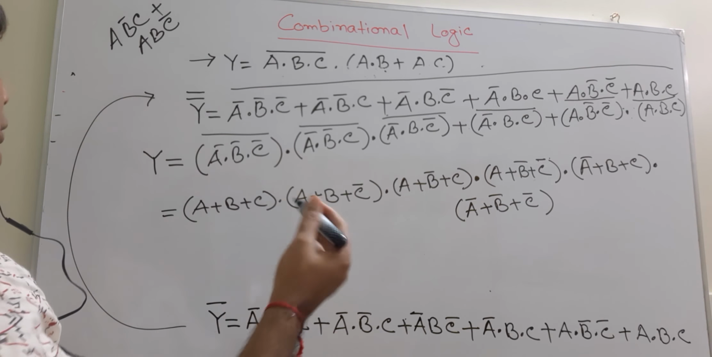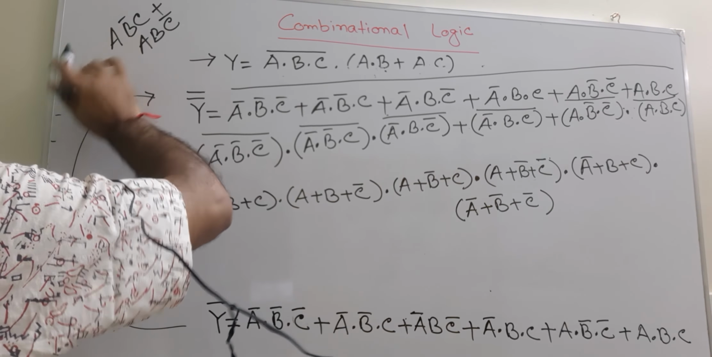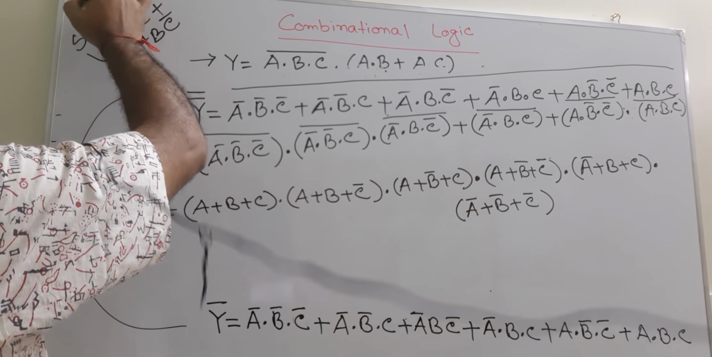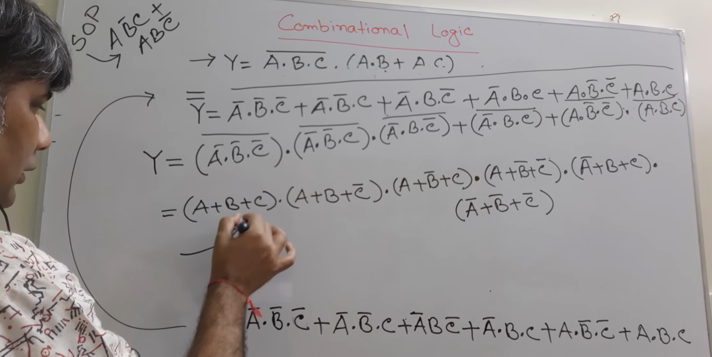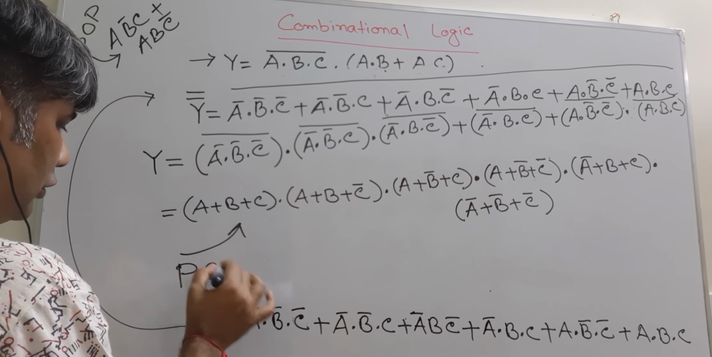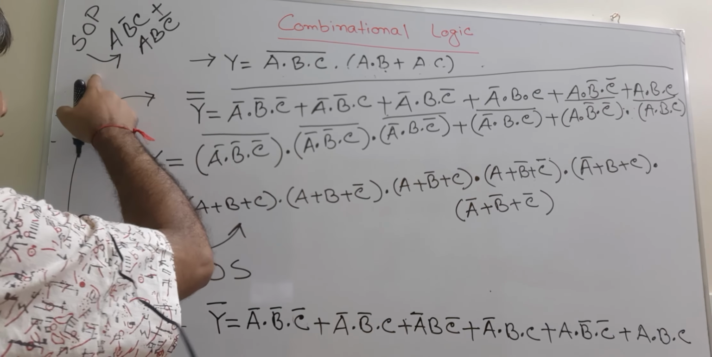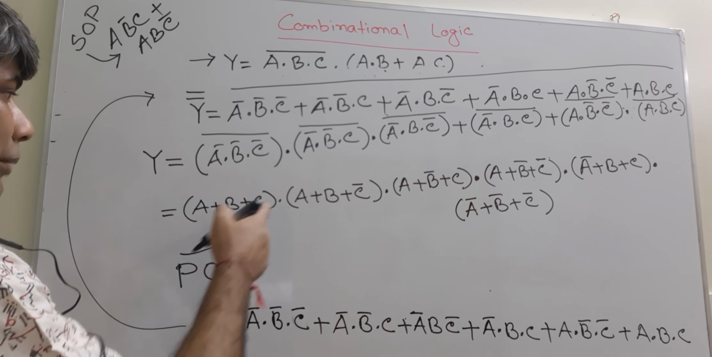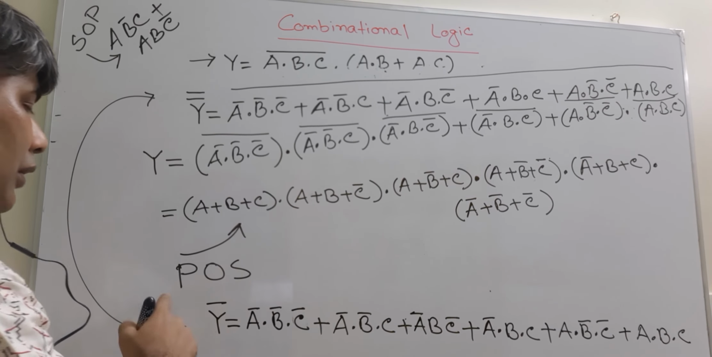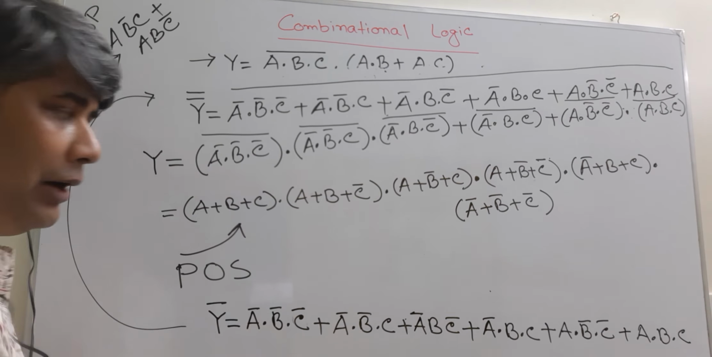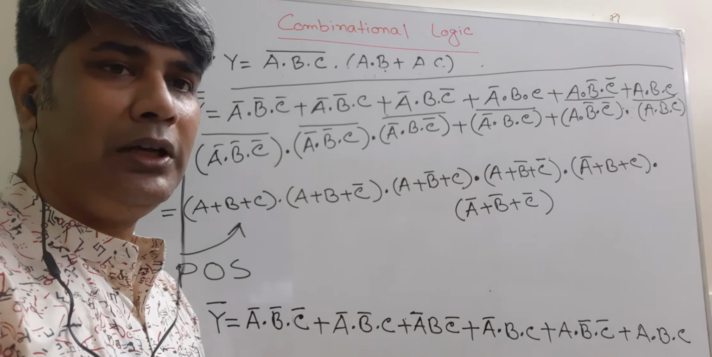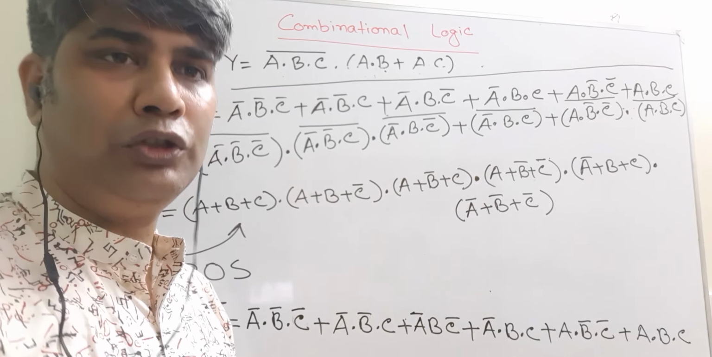So this is our initial expression. This one is our sum of product, and this one is our product of sum. We already have designed the circuit for the sum of product, and it's up to you to design the circuit for product of sum. Hope you have enjoyed this video. I'll see you in the next segment. Hope you'll join it. Thank you.